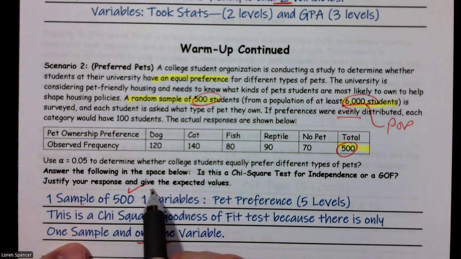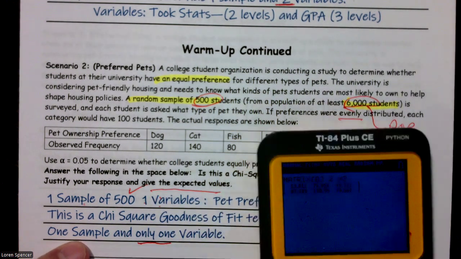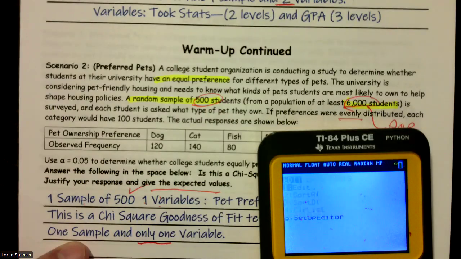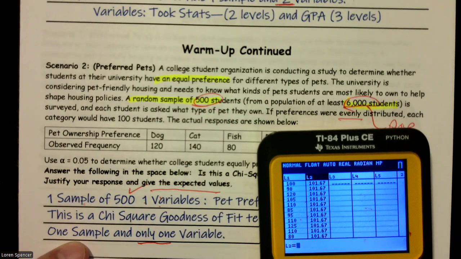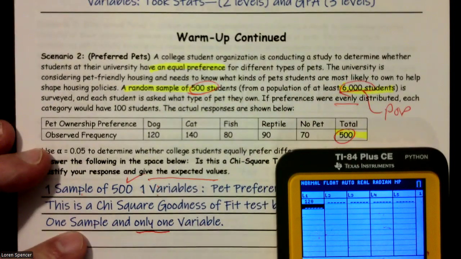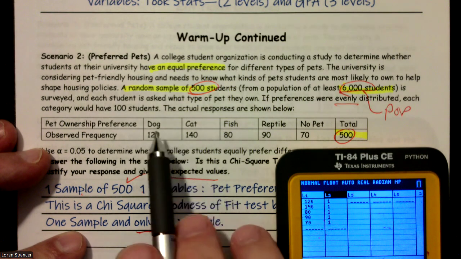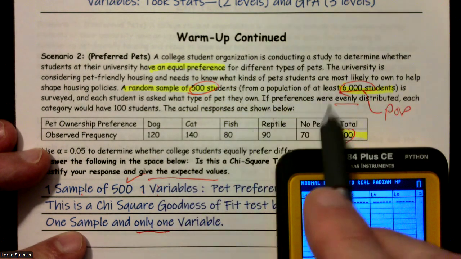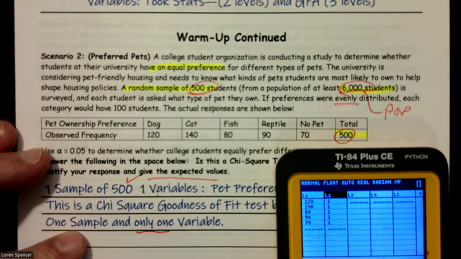The other thing it says, give the expected values. So what I need to do is go to stat edit and enter 120, 140, 80, 90, and 70. Now that told us the observed values, but I'm just going to fill the expected list up with ones. Now, how many categories are there? One, two, three, four, five. So I'm going to divide all these by five.